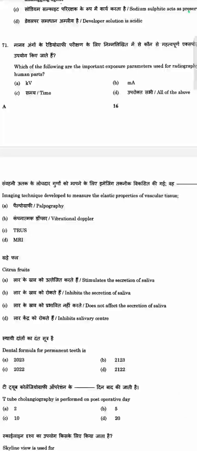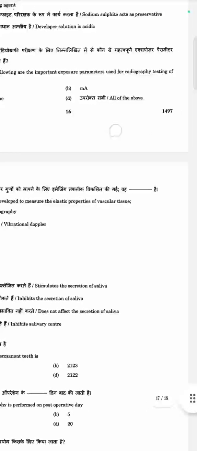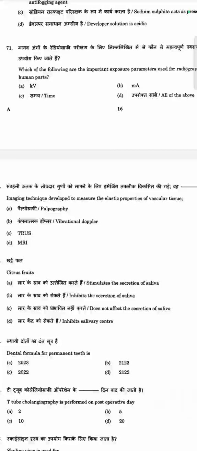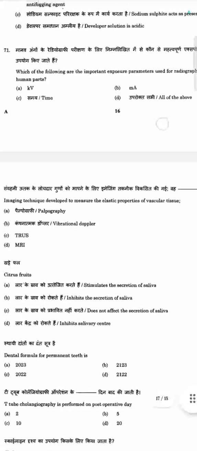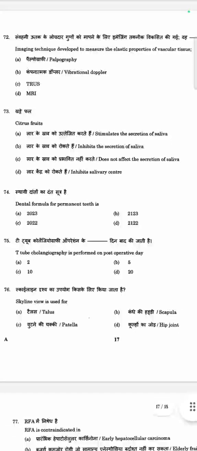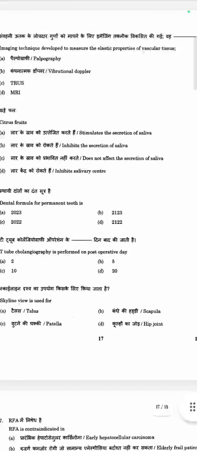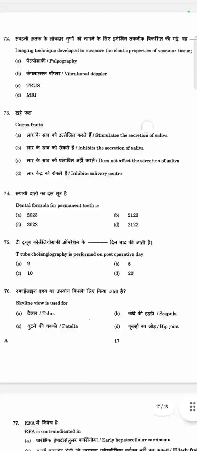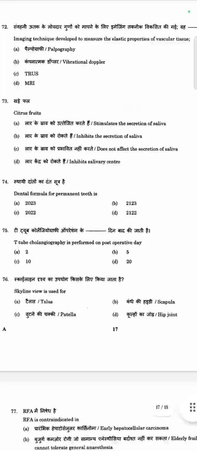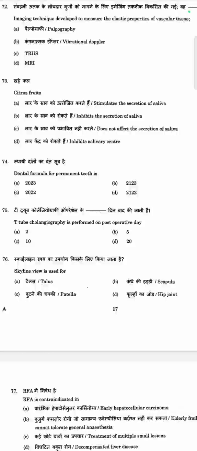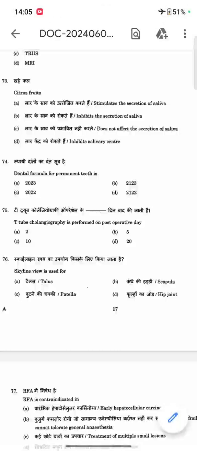Which of the following are the important exposure parameters used in radiography of human body parts? All of the above. Imaging technique developed to measure the elastic properties of muscular tissue: palpography. Sorry. Citrus fruits are... stimulating secretion of saliva, inhibition of the activation of saliva. So the correct answer will be A.